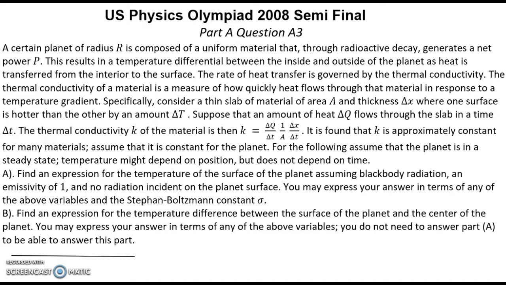You may express your answer in terms of any of the following variables and the Stefan-Boltzmann constant sigma. Question B. Find an expression for the temperature difference between the surface of the planet and the center of the planet. You may express your answer in terms of any of the above variables. You do not need to answer part A to be able to answer this part.